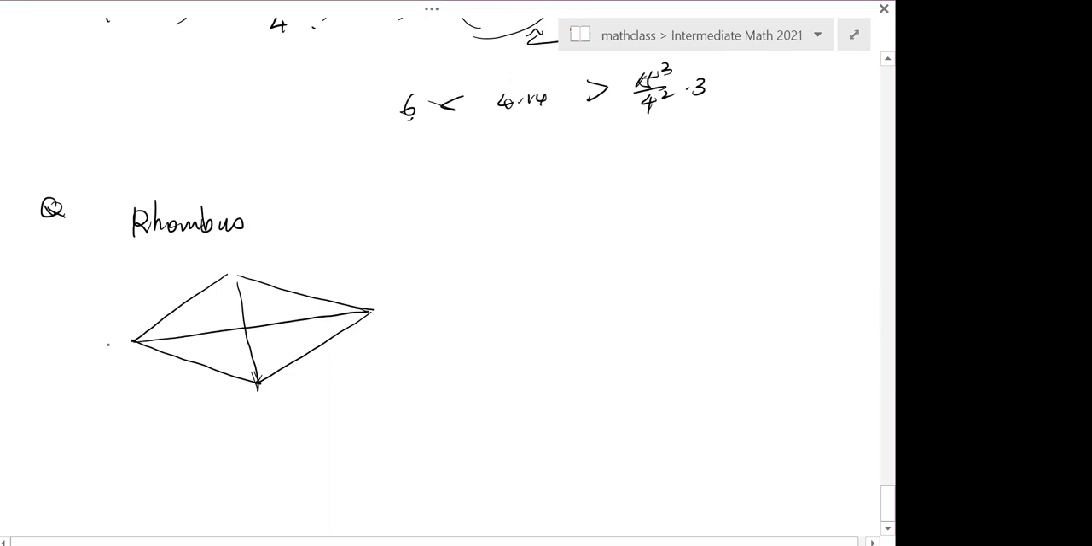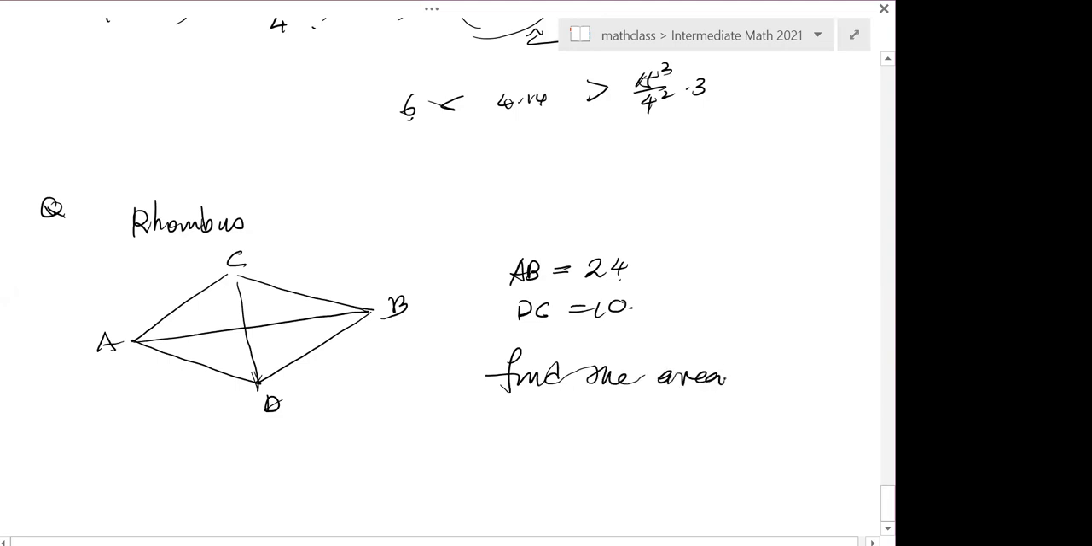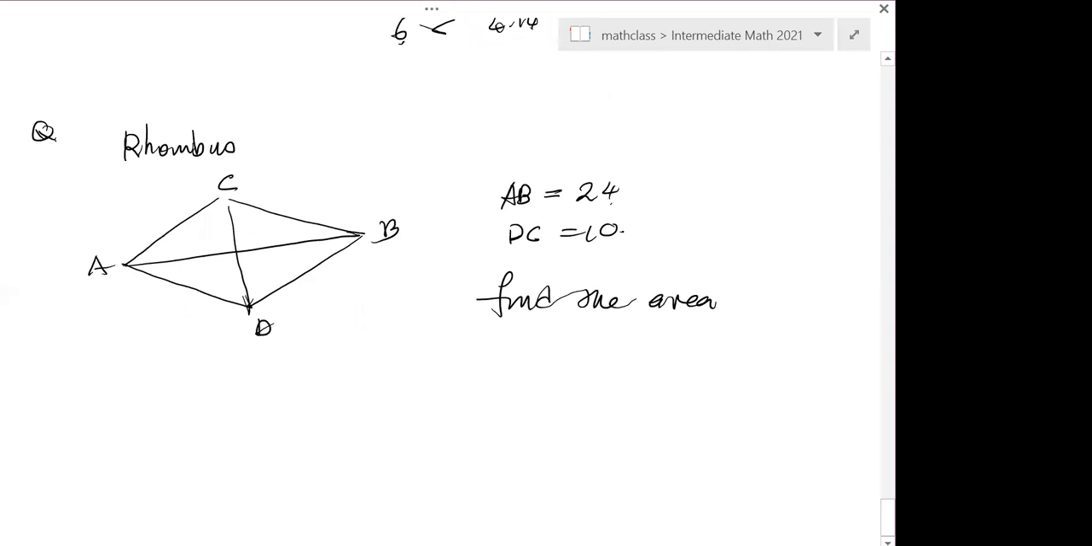This actually consists of two isosceles triangles. So you have two diagonals. The vertices here are A, B, C, and D. AB equals 24, and CD equals 10. Can we find the area? I want you to try first. The lengths of the two diagonals are given. Can you find the area of this rhombus?